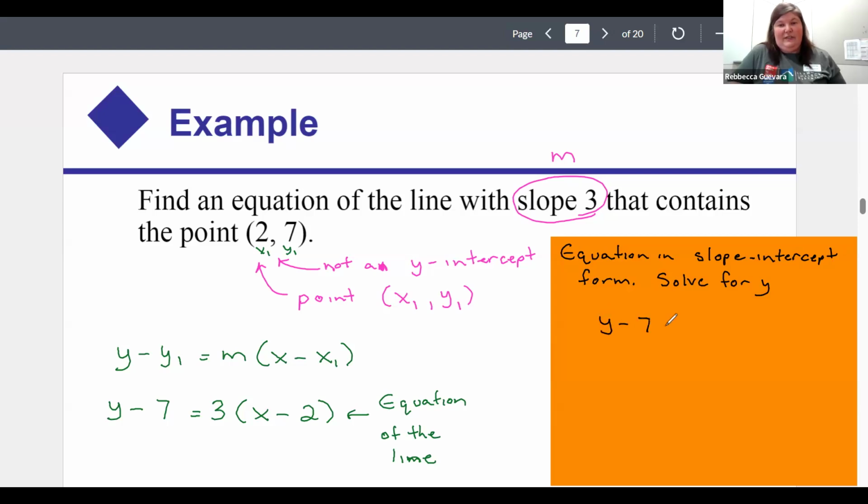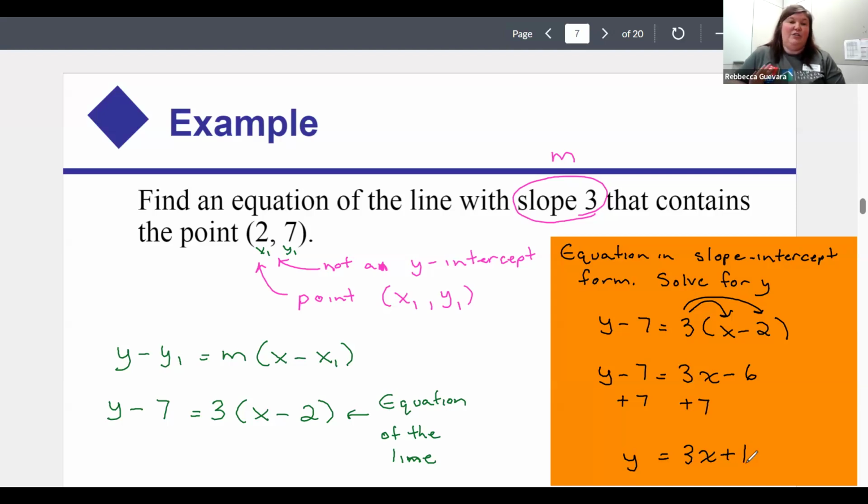So y minus 7 equals 3 times x minus 2. Probably the easiest way to do this would first be to distribute our slope here. So we're going to have y minus 7 equals 3x minus 6. Then all we have to do is add that 7 so we can isolate that y. And we get y is equal to 3x plus 1.